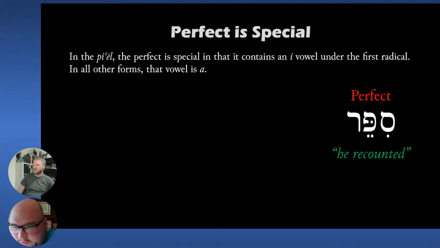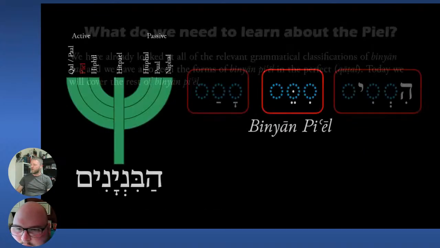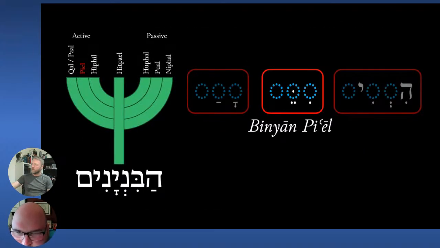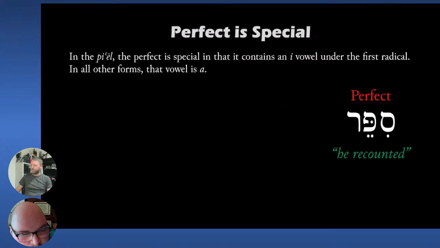So the perfect in the Piel is of the structure piel, dibber, with a doubling dagesh in the middle. That's the structure. If we look back at the one with the menorah, we've got tsere under this first radical. The second radical is doubled with dagesh with e. Okay, so that's the structure that we're looking at.